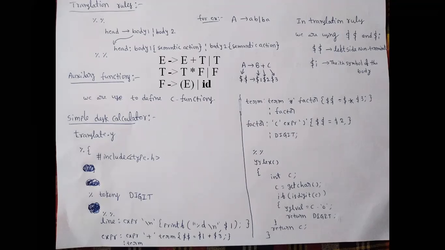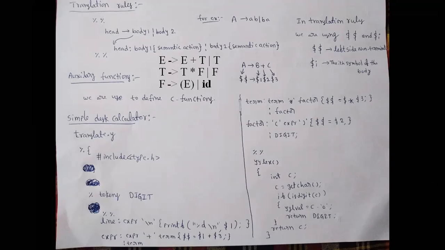So what about our translation rules? We are using double percentage as the starting of the translation rule section, and double percentage as the ending of the translation rule section. Okay, so if there are any productions, we represent head as the production with body 1 or body 2 or body 3 in the same way. So that can be represented as head colon body 1 semantic action or body 2 semantic action. Okay, so that is the syntax for the translation rules.